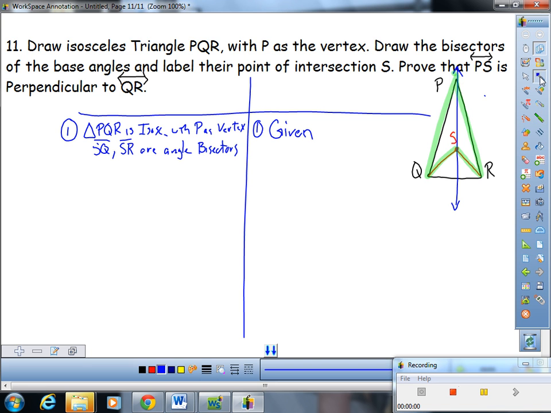How am I going to be able to say that PQ is congruent to PR? Well, that was the easy one. That's kind of in the given. It's the definition of isosceles.